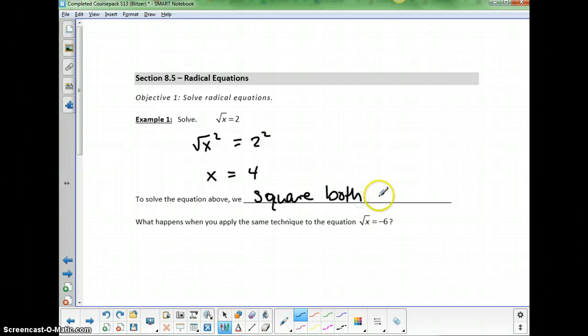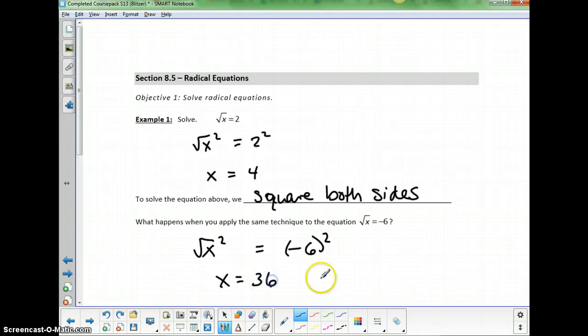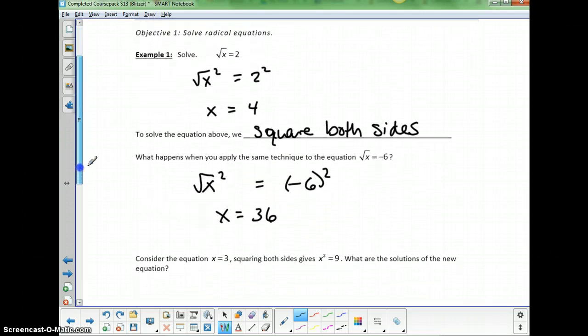Now there's a potential problem with this. Square both sides is the correct thing to do, but when I square both sides of the equation, I may have some interesting things happening. If I square both sides of this equation, the square root of x squared equals negative 6 squared, I get x equals 36. And that's going to turn out not to be true for this equation, because if you take the square root of 36 as written, you do not get negative 6. Negative 6 is one of the square roots of 36, but it's not the principal square root as it is written. So this is not true.